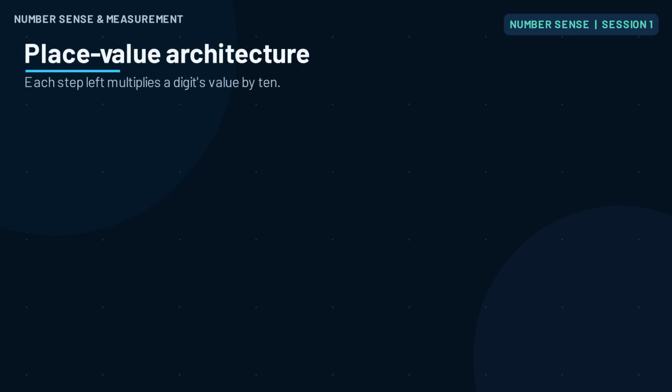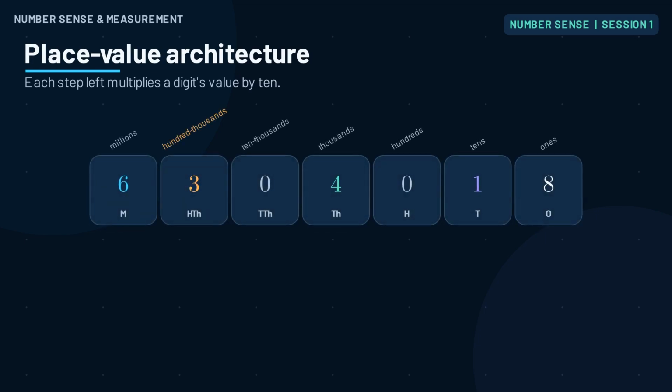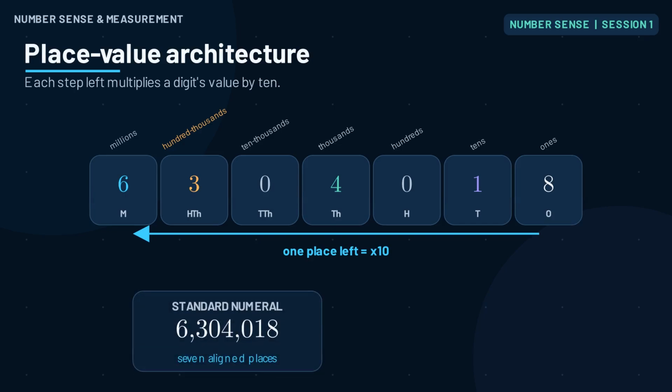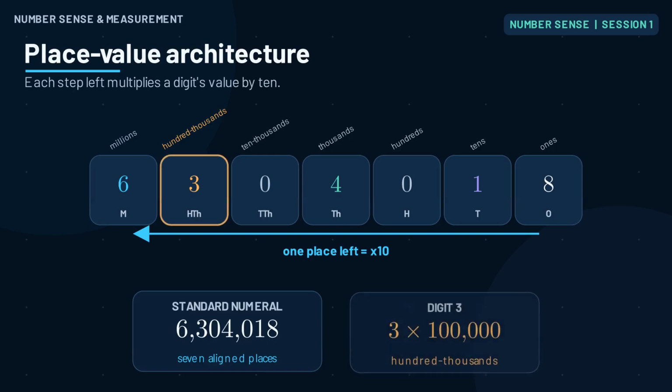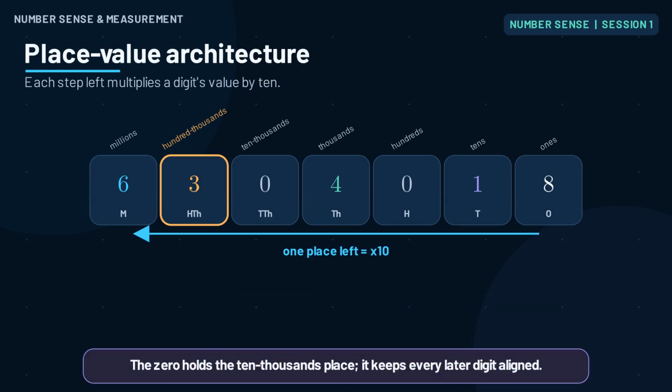Our place value system is built in groups of 10. Moving one place to the left makes a digit 10 times as valuable. Moving one place to the right makes it 1/10 as valuable. Look at 6,304,018. The 3 sits in the hundred thousands place, so its value is 3 times 100,000, or 300,000. The 0 in the 10,000s place is important too. It holds that place, so every other digit keeps its correct value.